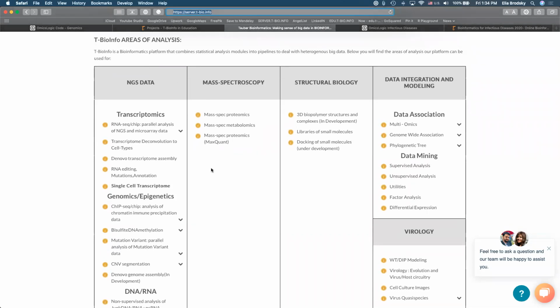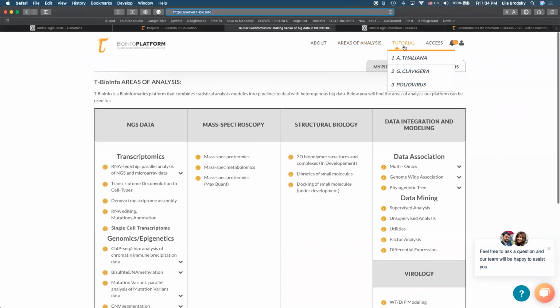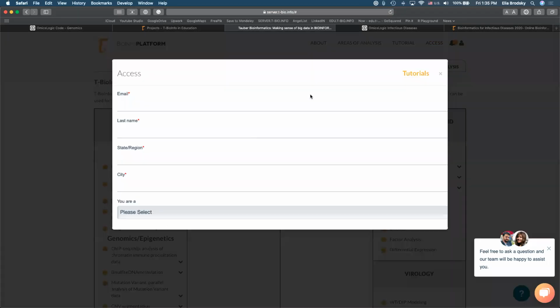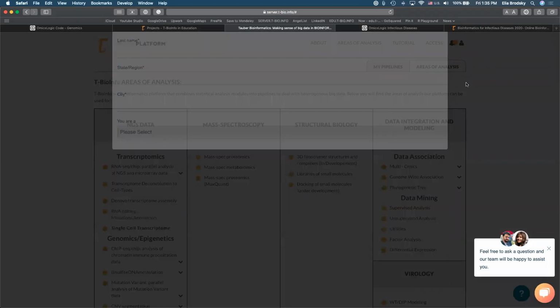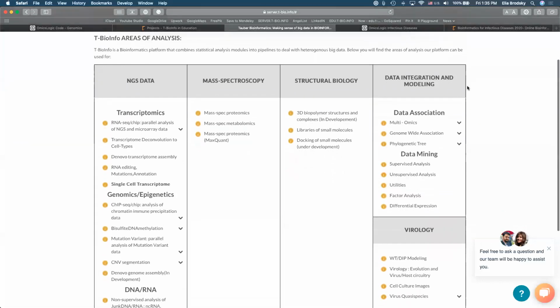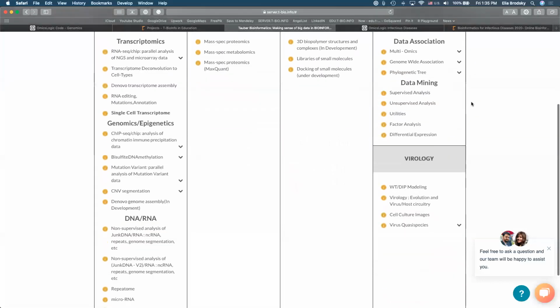So one of the ways that you can try out some of these methods before you actually use this platform for research is by requesting a free demo account. And the way you can do that is you can go into this Access tab right here and fill out this form, and you will actually get a free demo account that you can try out some of the things that we are going to be doing now.